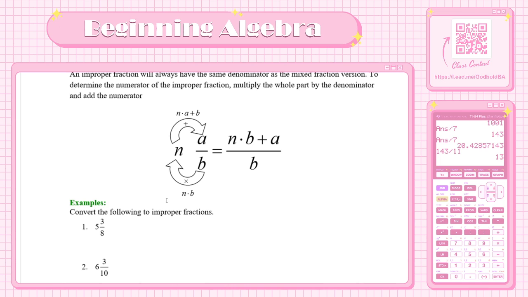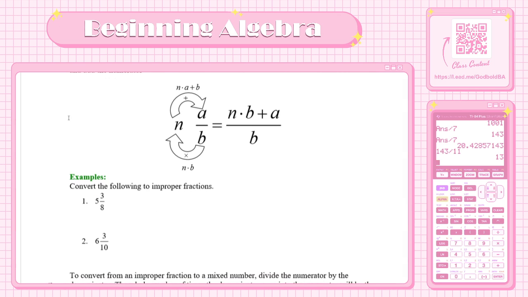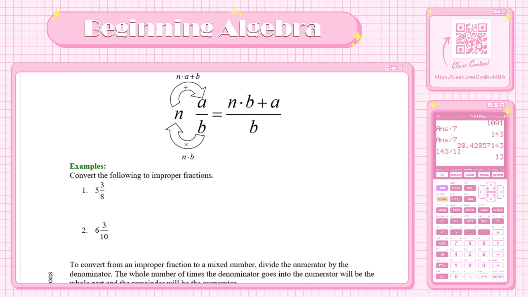Now the way you do that is, you take the denominator and multiply it by the whole number, and then add it to the numerator. So you do denominator times the whole part, and then add the numerator. It's kind of like this swirly thing, even though it's just one swirl. So to convert 5 3/8 to an improper fraction, let's zoom back in again.